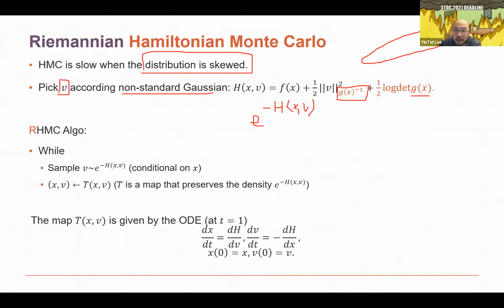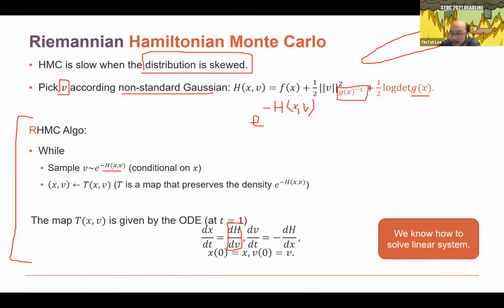So this is the Riemannian HMC. The algo is exactly the same, except we're changing the formula of H. And it turns out if you compute the derivative of H, it just involves solving some linear system. So this algo is still easy to implement. It just involves solving some linear system.